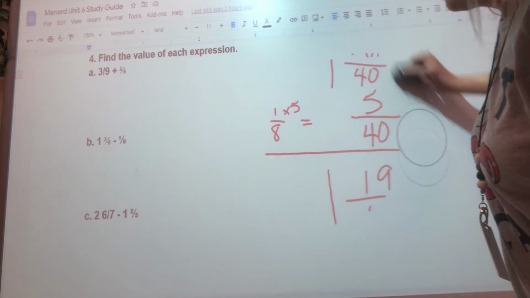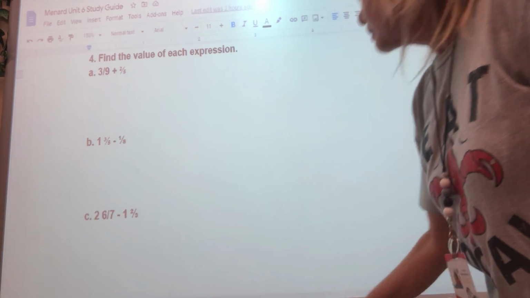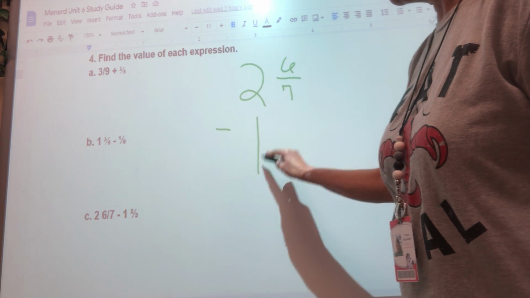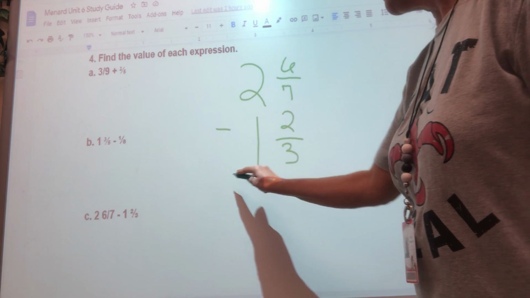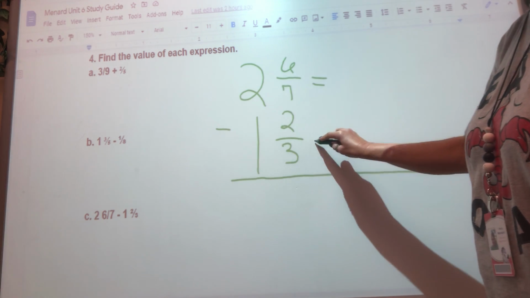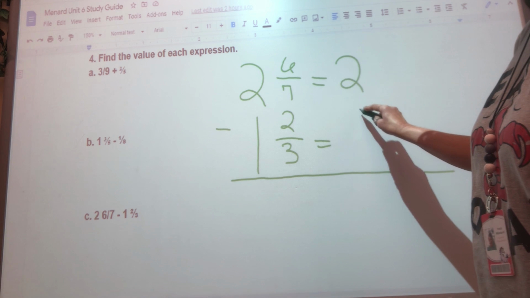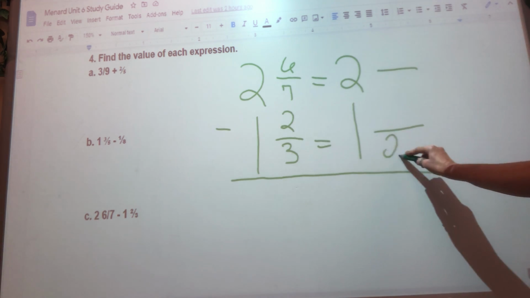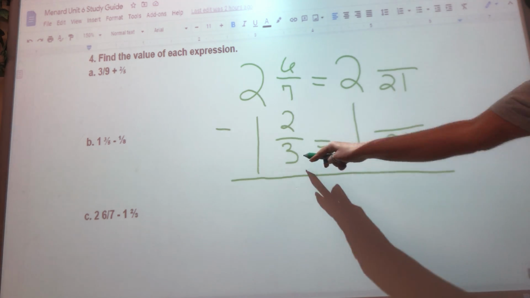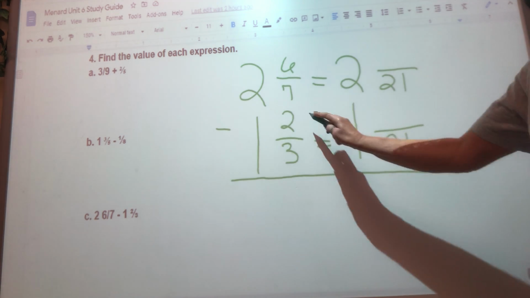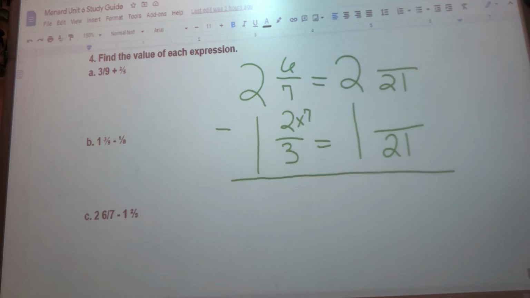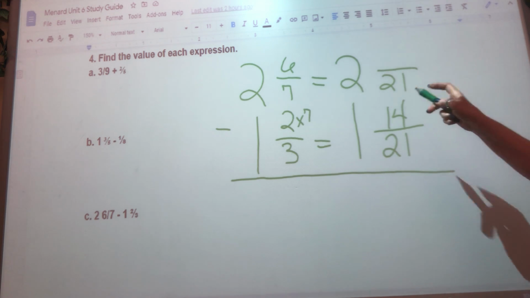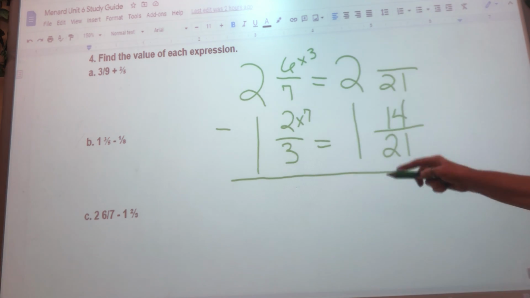And now the last one. 2 6/7 minus 1 2/3. Guys, I know you think the year is over because your Aspire is over. You're still getting grades. They both go to 21. What would I have to do to 3 to get 21? So my new numerator is 14. What would I have to do to 7 to get 21? So my new numerator is 18.